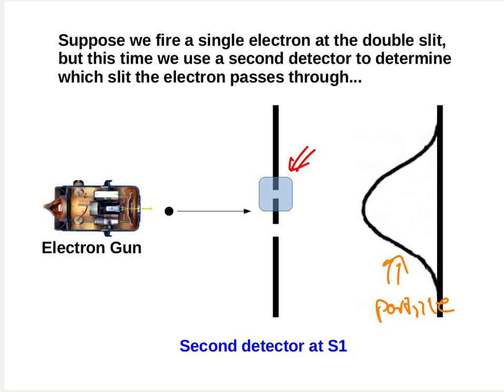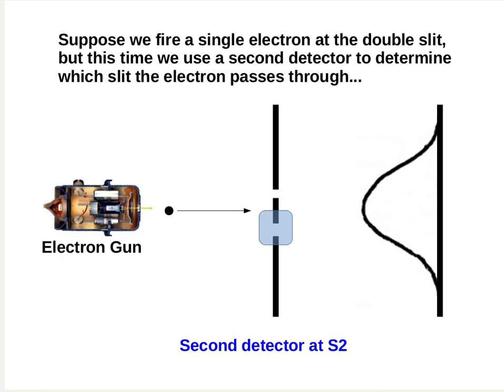And so then, not surprisingly, if we move that detector down to the second slit, you again get that same sort of particle-like behavior and a resulting pattern at the detector that's just the sum total of the electrons passing through both the top slit and that bottom slit.